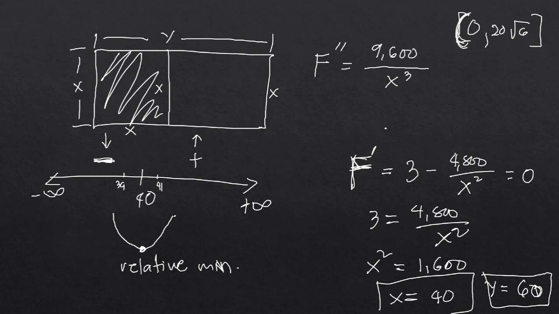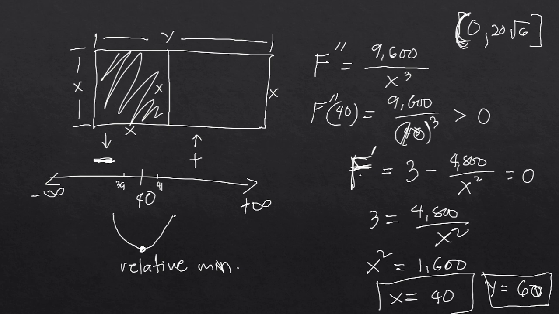And the next thing that we will do is substitute our critical point here. So if we substitute 40 in our function, it will give us 9,600 all over 40 cubed. And obviously that is greater than 0, or positive. So it is really concave up. So it affirms that this is really a relative minimum. Okay, so the answers in the first derivative and second derivative tests really coincide.